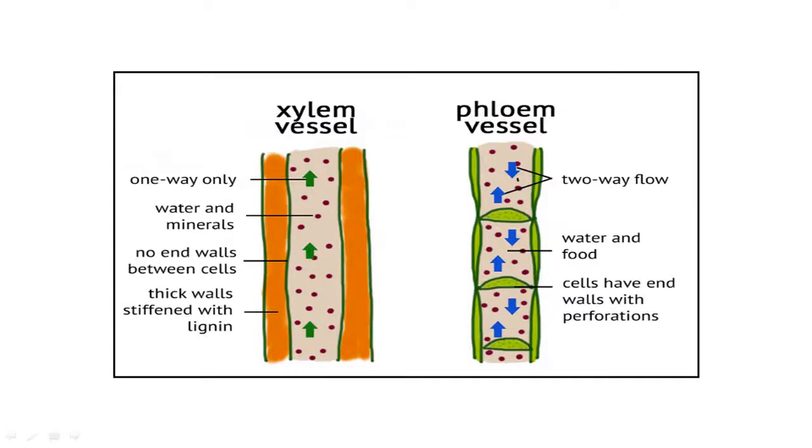Now we have understood from the discussion that only one-way transport of water and minerals occurs in xylem, whereas in phloem there is two-way flow. In xylem, water and minerals are absorbed from the roots, whereas in phloem, food is transported to the different parts of the plant, just like a vehicle. There is no end wall between the cells in xylem, whereas in phloem there are end walls with perforations, and there are thick walls with lignin in the xylem vessel.